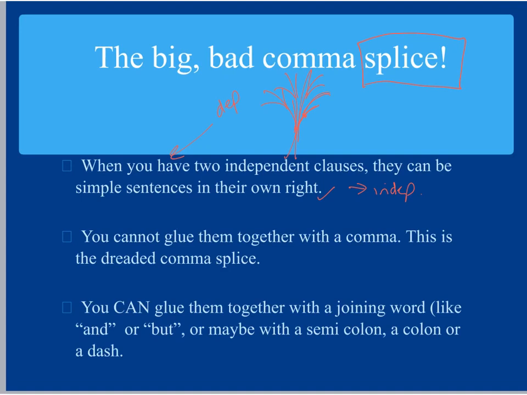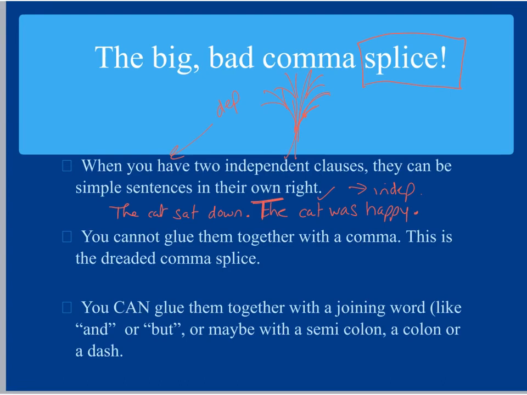So let's go back to our independent clauses. Let's give, say, two of them. The cat sat down, deliberately not putting any punctuation in. The cat was happy. Now, technically, both of those things can be simple sentences in their own right. The cat sat down, full stop. The cat was happy, full stop. You can't glue those together with a comma.